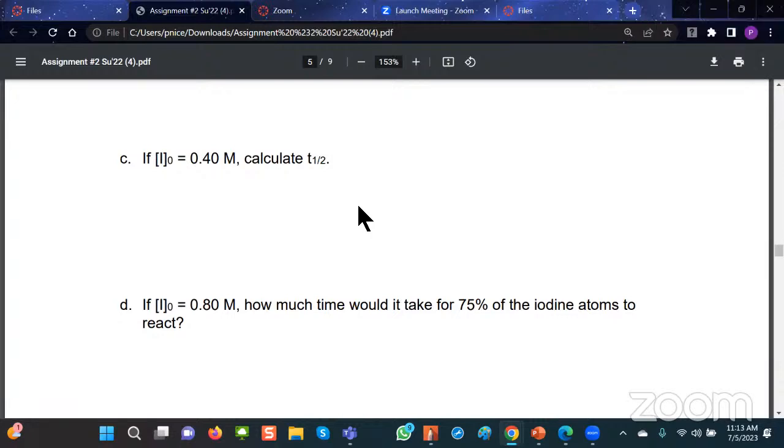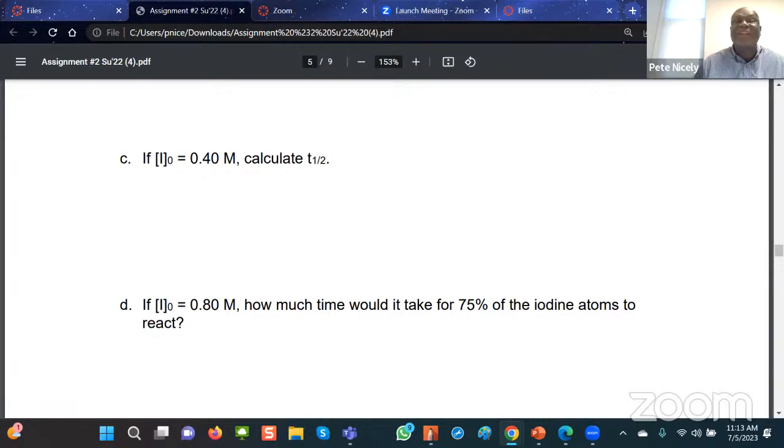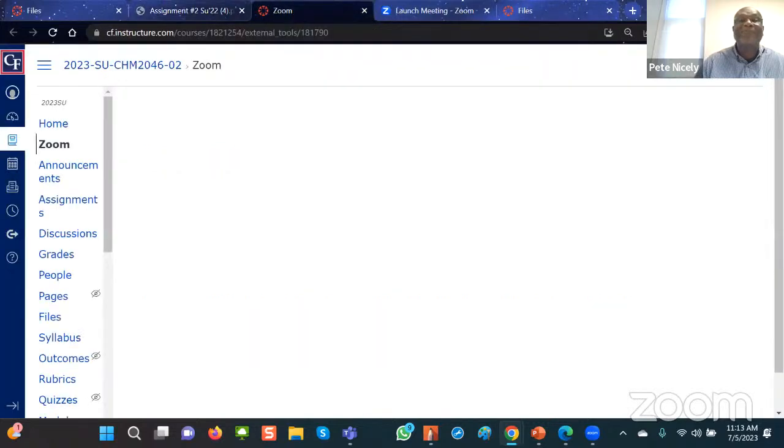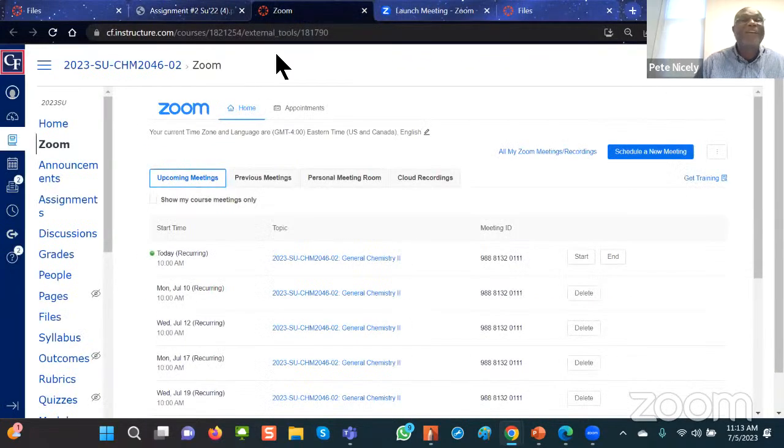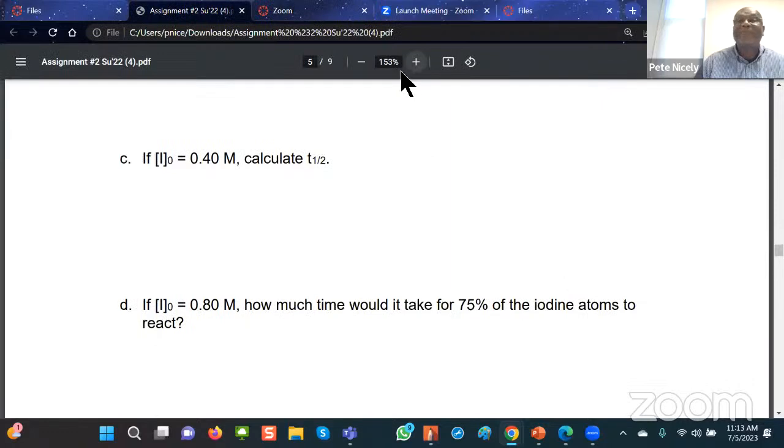I don't have the half-life equation in front of me with that graph, but you would use the half-life equation to answer it. Let me remind you of what that equation is. Okay, so let me remind you of what the half-life equation is for a second order reaction. Its half-life is equal to 1 over K times the initial concentration, in this case, of I0, all right?